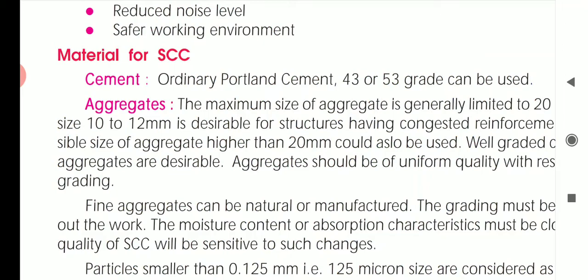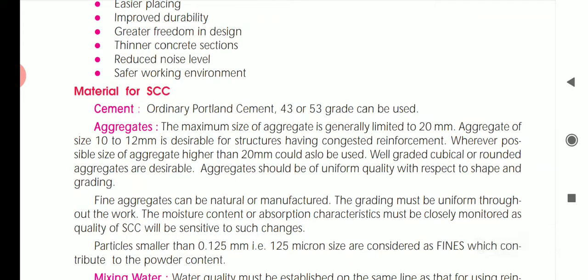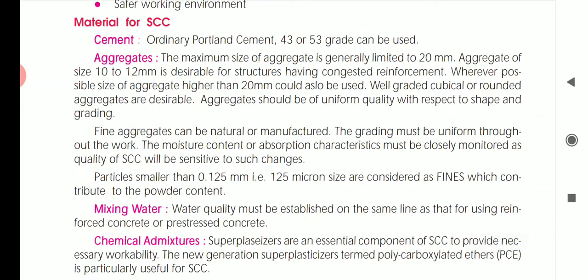And aggregate, the maximum size of aggregate is generally limited up to 20 mm. 10 to 12 mm is desirable for structures having condensed reinforcement. Wherever possible, aggregate size higher than 20 mm could also be used. Well graded cubical or rounded aggregates are desirable. As we know, the aggregate size of 20 mm or sometimes 10 to 12 mm with rounded and well graded shape is desirable. Fine aggregate can be natural or manufactured, that is M sand.